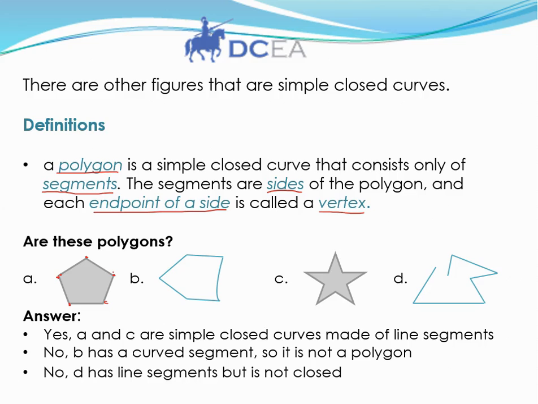Are all of these polygons? Well, figure A and figure C are polygons. They are simple closed curves made up of line segments. B is not a polygon, though it has 4 sides that are straight segments. The 5th side is curved. D has line segments, but the beginning and the ending do not meet. It is not closed, so it is not a polygon.